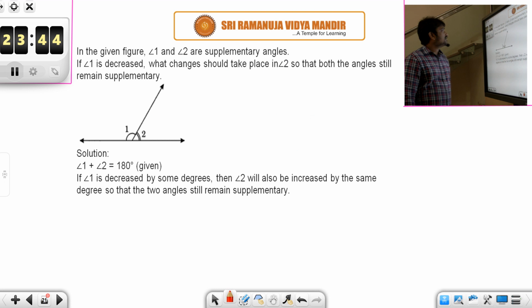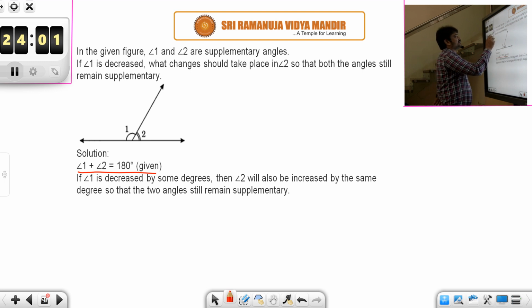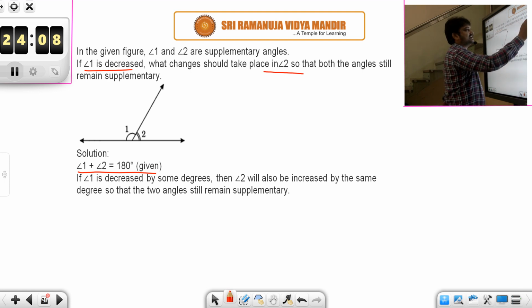So let's move to the next question. In the given figure, angle 1 and 2 are supplementary angles. So what does it mean to say supplementary? The sum is 180 degrees. And then you have been asked that if angle 1 is decreased, what changes should take place in angle 2 so that both the angles still remain supplementary?